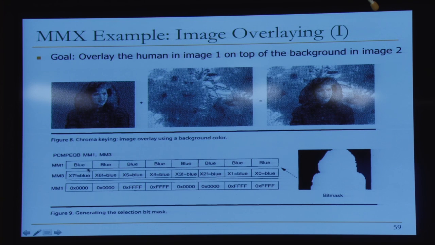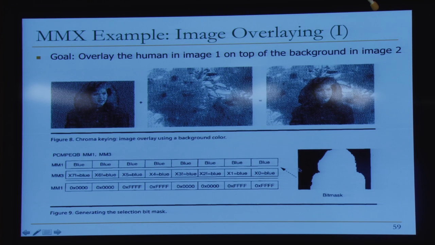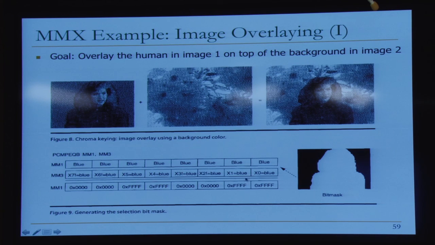You compare these two registers and store the result into MM1 because x86 is a two-address machine. What this does is basically it checks whether this 8-bit is equal to this, this 8-bit is equal to this, this 8-bit is equal to this, dot, dot, dot, in parallel. Now we can compare 8 of these pixels in parallel, check whether they're equal to blue. And this basically says whether they're blue or not. This is blue, this is blue, this is blue, this is blue. So as a result, you get this bit mask that looks like this. So MM1 now contains a bit mask.